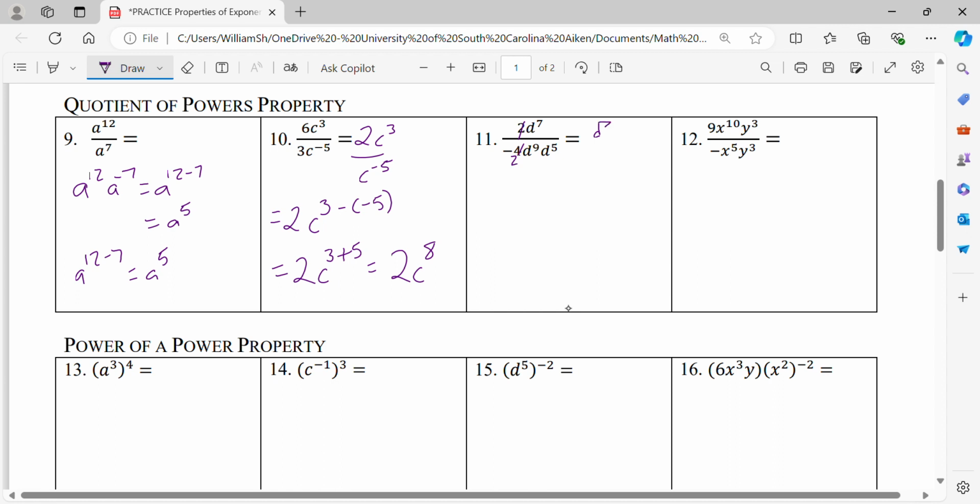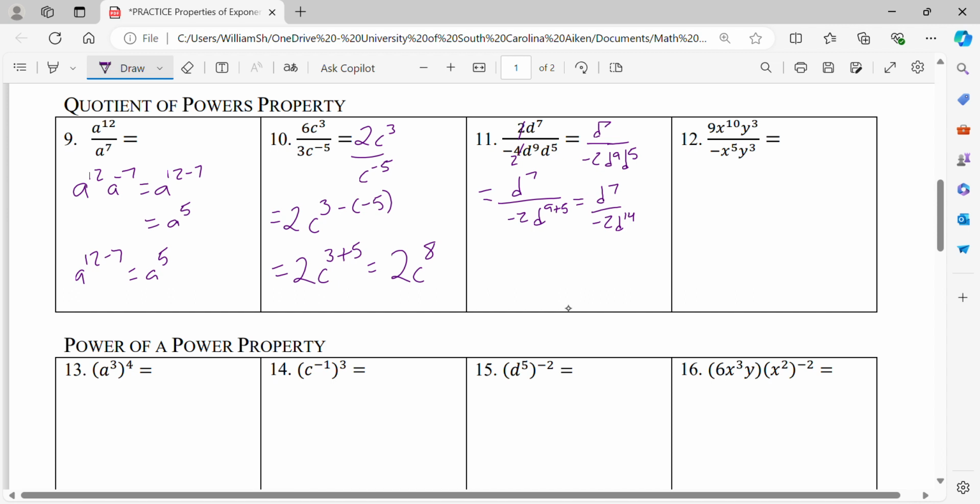So we'll be left with d to the 7th over negative 2 d to the 9th times d to the 5th. Clearly not done yet, though. Now let's combine these d's in the denominator. So I'm going to leave my d to the 7th alone in the numerator. I'll leave my negative 2 alone in the denominator. And because these are side by side and multiplied, I can just add their exponents. So this is d to the 9 plus 5. 9 plus 5 is 14. So I'm left with d to the 7th over negative 2 d to the 14th.